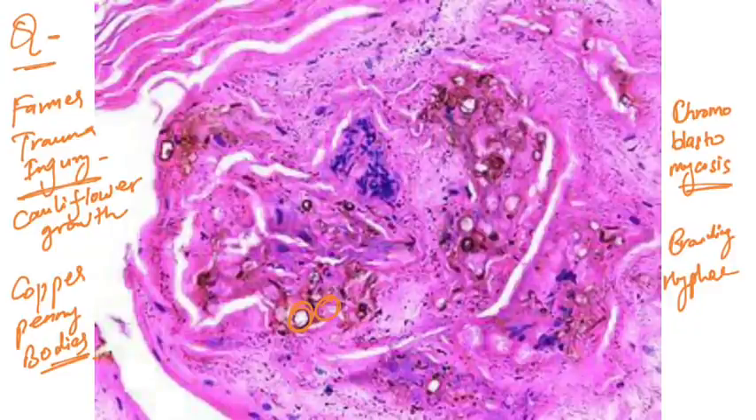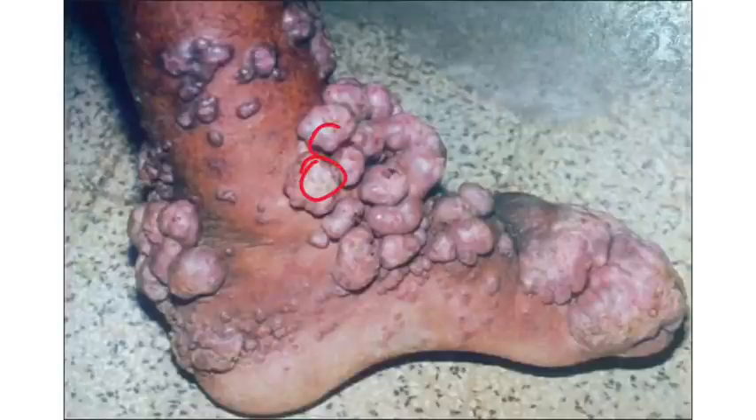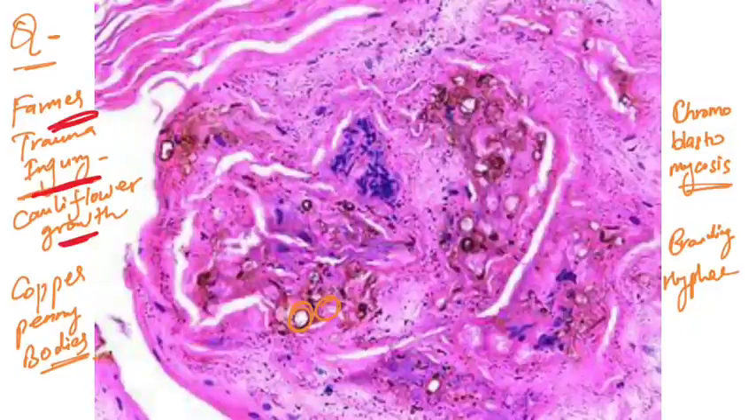So this slide was given, and the history was given: a farmer who has a trauma injury and a cauliflower growth over the leg like this. These are the cauliflower growths on the legs, and in this histology copper penny bodies are seen. You can see copper penny bodies, and branching hyphae are seen. So the answer is chromoblastomycosis. These are the typical features. All the features are suggestive of that only. So that is the answer.